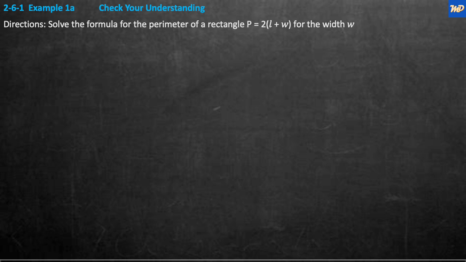Okay, here we are, example 1A. This is slide A of two slides that I'm using here to check your understanding. The directions are: solve the formula for the perimeter of a rectangle, P equals 2 times the quantity L plus W. So 2 times the length plus the width. And to solve this formula for W, if we had the perimeter and the length, we could use the formula we're going to create now to come up with the width.